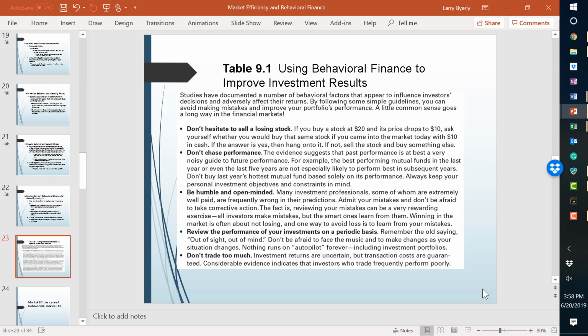And in the end, don't trade too much. Just because you see a potential change does not mean that it's time for you to make a trade, right? So considerable evidence indicates that if you trade a lot, you typically don't perform very well.